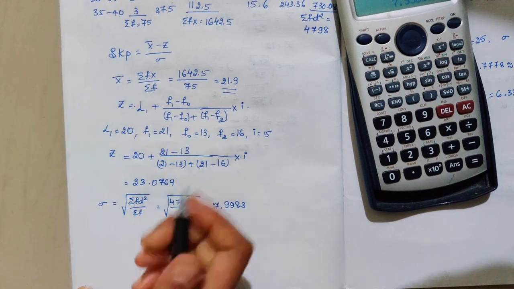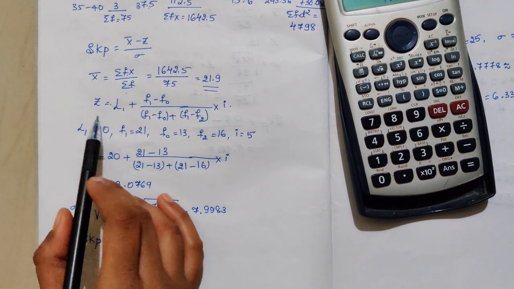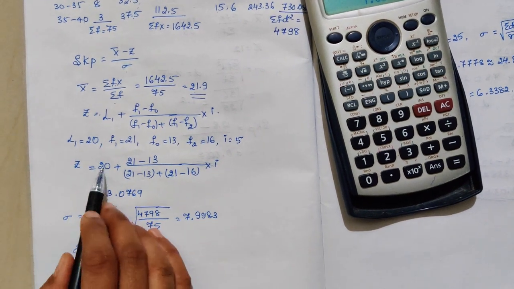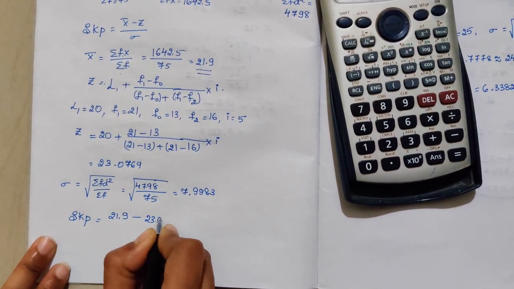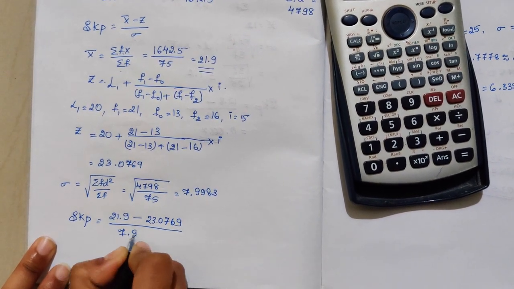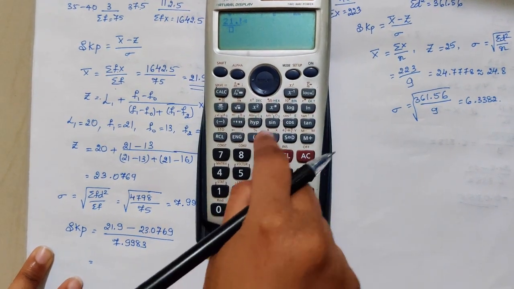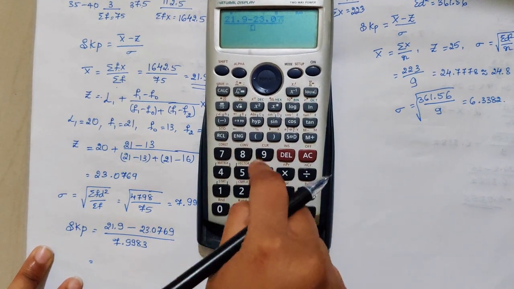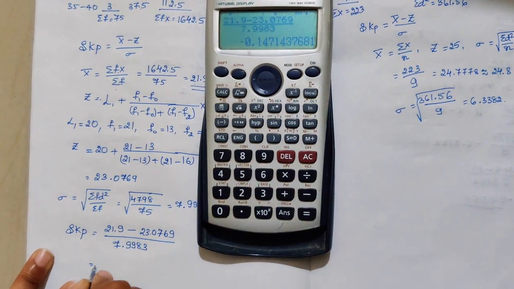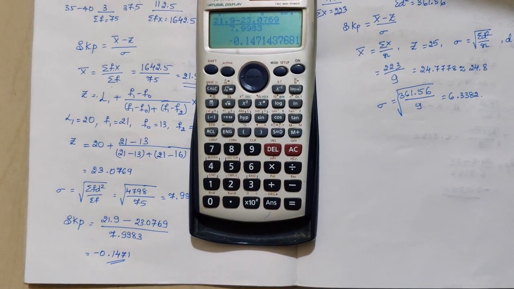Now we have all the values. We substitute in the formula, that is Skp equals x bar minus z divided by sigma. The x bar value we have got is 21.9 minus the z value, 23.0769, divided by sigma, 7.9983. So we simplify: that is 21.9 minus 23.0769 divided by 7.9983. The answer is minus 0.1471. So it is negatively skewed.